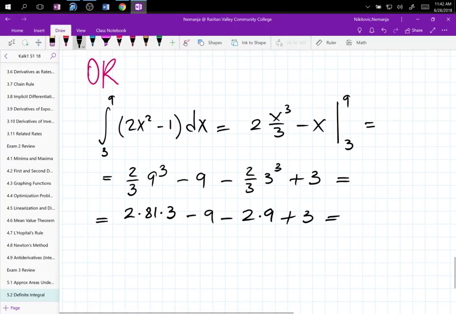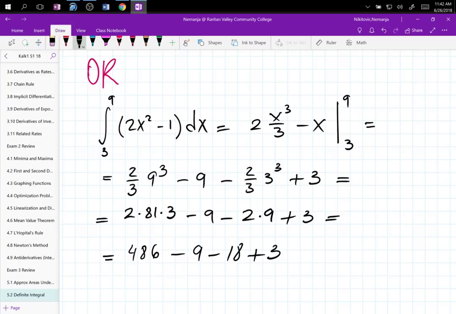So all we need is to compute this. 3 times 81 is 243. Times 2 is 486. There we go. Minus 9 minus 18 plus 3.